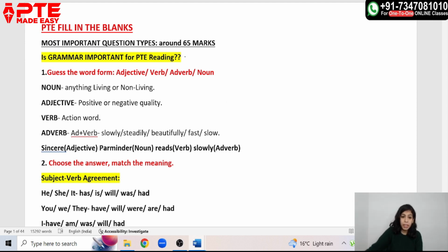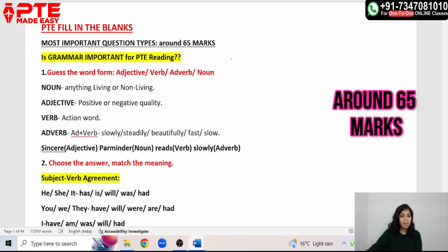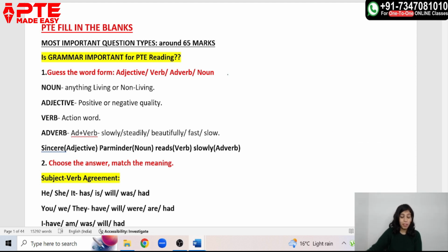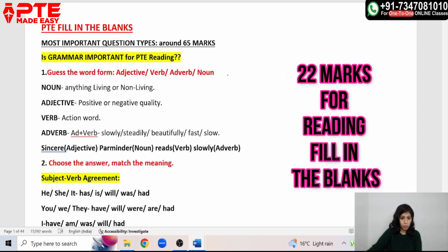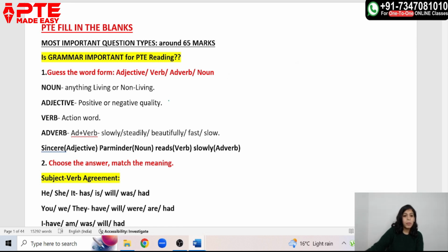Now understand PTE fill in the blanks, be it reading and writing or reading fill in the blanks. You're going to get somewhere around 65 marks for PTE fill in the blanks. 44 marks for reading and writing and 22 marks for this part only for reading fill in the blanks. Now, first of all, the first step here is guess the word form. Which particular word form is going to come in the blank, that you should guess.